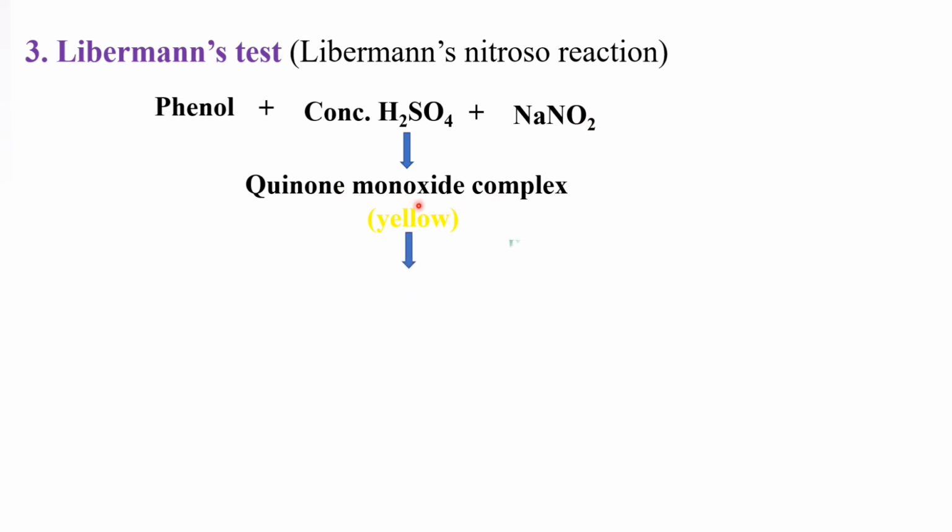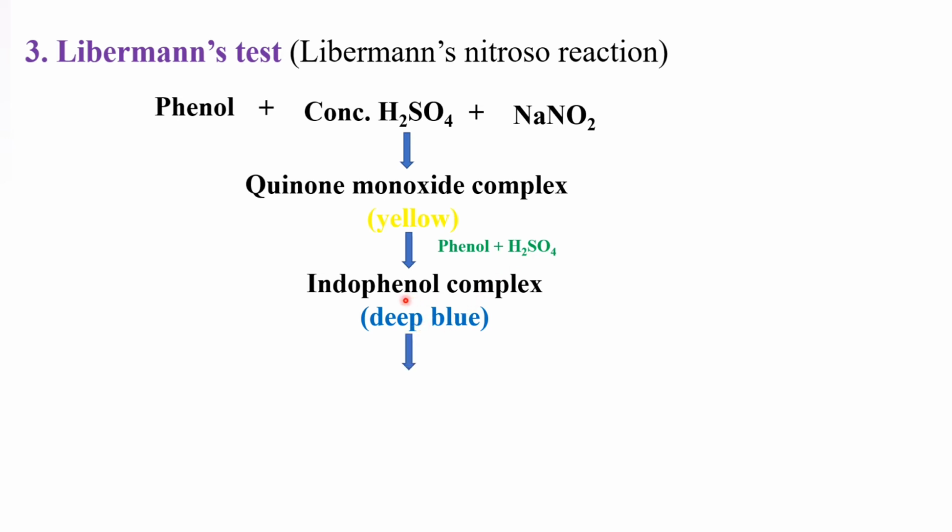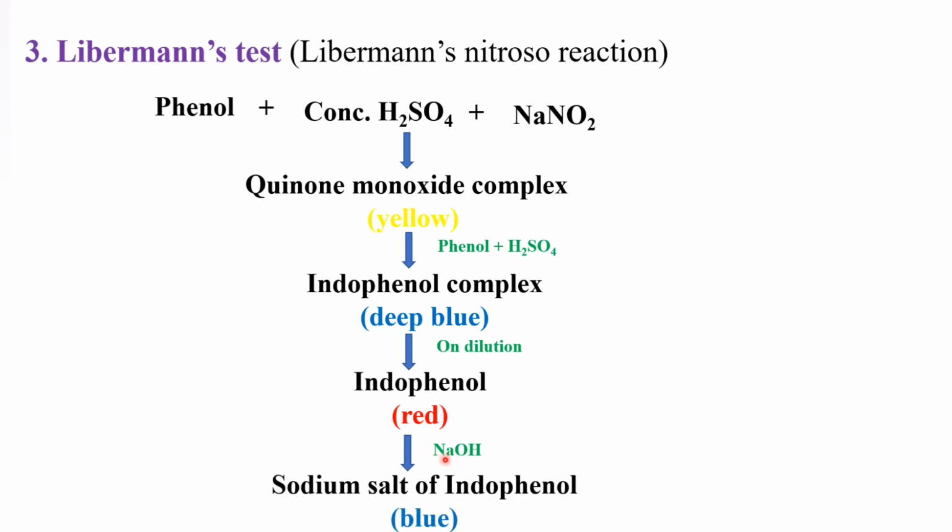Now with this, again we treat with phenol and concentrated sulfuric acid, and we get a blue colored complex called indophenol. Now on dilution we get indophenol, which is a red colored product. With the indophenol we treat sodium hydroxide, and we get the sodium salt of indophenol, which is blue in color.